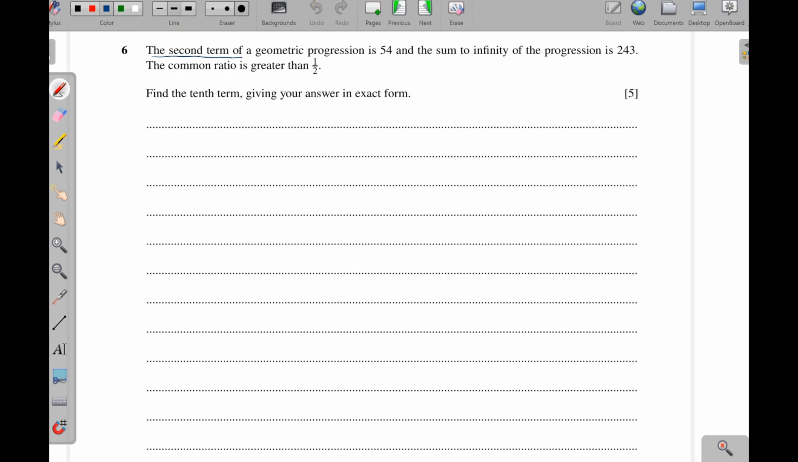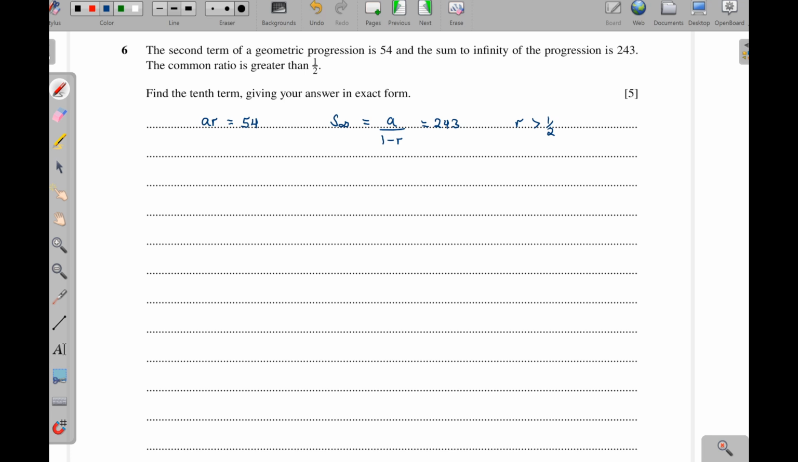Question 6. The second term of a GP is 54. Second term, that is ar, is equal to 54. The sum to infinity of the progression is 243. Sum to infinity, which is a over 1 minus r, is equal to 243. Then next, the common ratio is greater than a half. Our r is greater than a half.